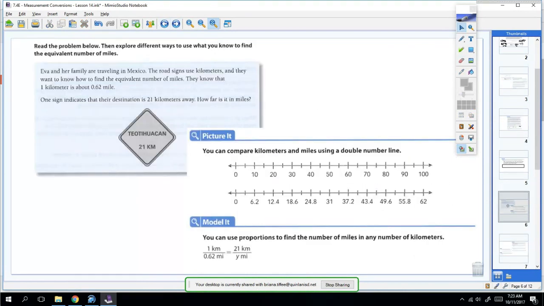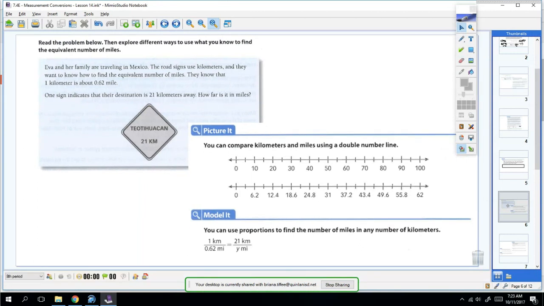Oops, too far. Okay, next problem. Eva and her family are traveling in Mexico. The road signs are using kilometers, and they want to know how to find the equivalent number of miles. They know that 1 kilometer is about 0.62 miles. One sign indicates that the destination is 21 kilometers. How far is that in miles?